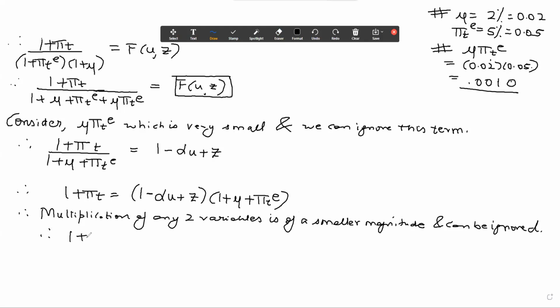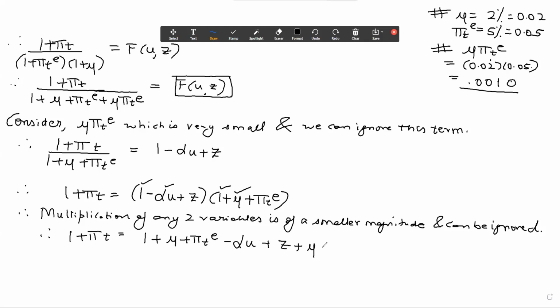So guys, my 1 plus pi t becomes 1 plus mu plus pi te. Similarly, minus alpha u into 1 will be minus alpha u, plus z into 1 will be z, plus mu into 1 will be mu. Okay, so this is what we get.